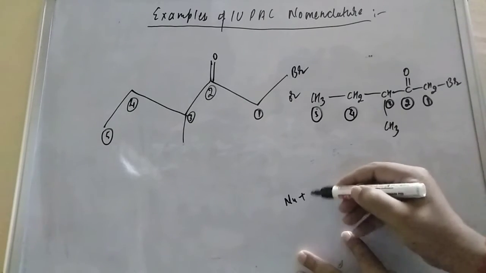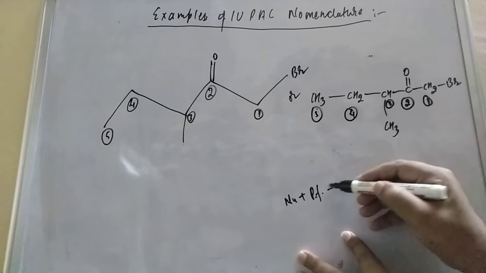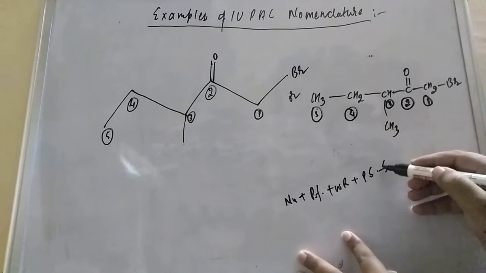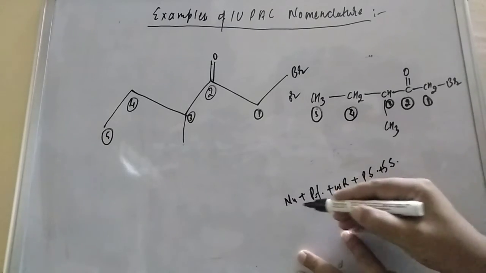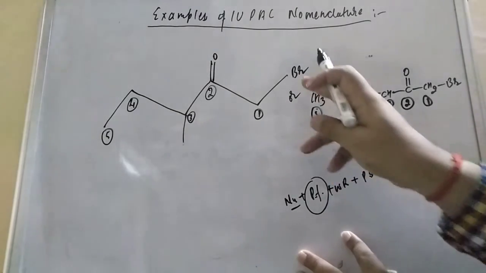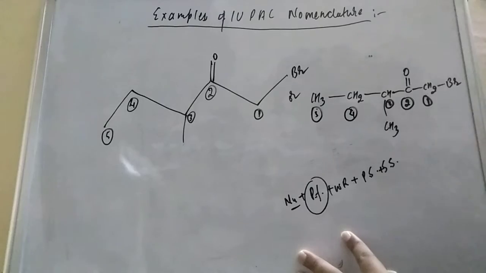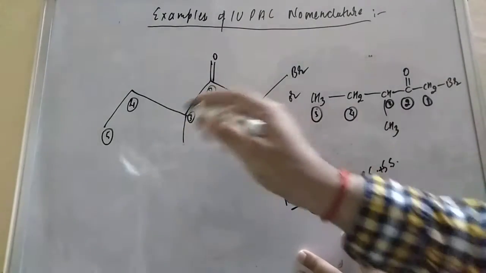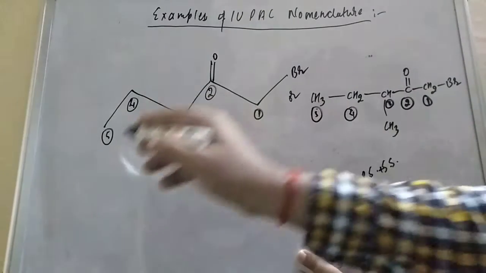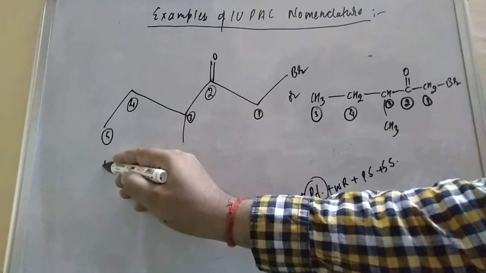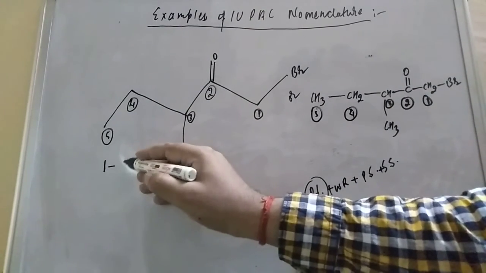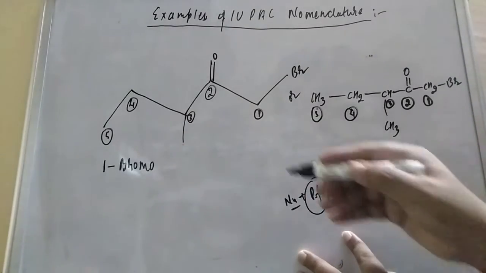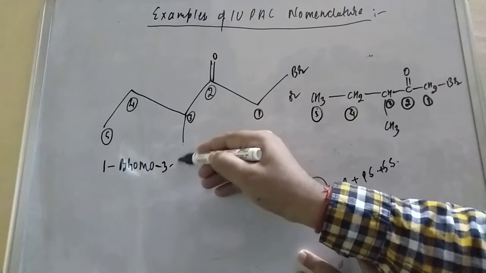Firstly we do numbering, then we write the prefix, then the word root, then the primary suffix, then the name of the secondary suffix. Dear student, numbering we did, then prefix: Br and the methyl group, 2 prefixes. So alphabetically we will arrange them. Which one will come first, student? B will come first and M will be later. So on the first position, this is 1 bromo, and then on the third position, 3 methyl.